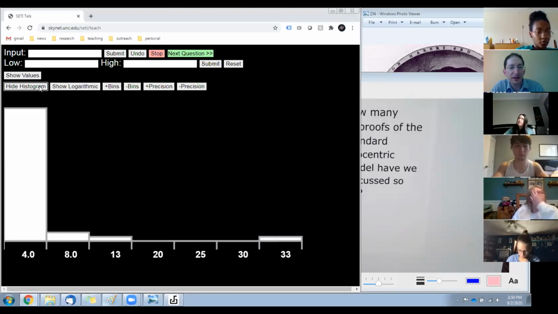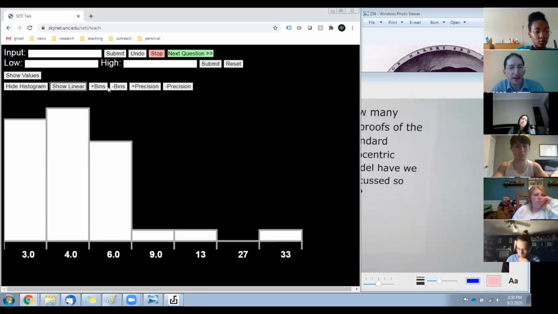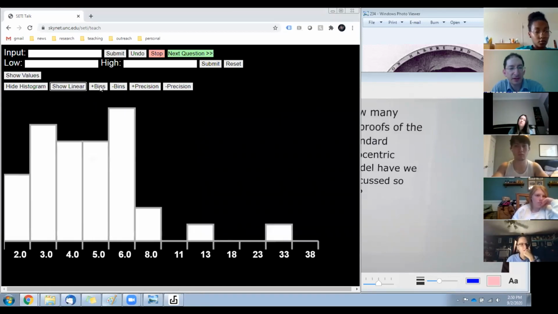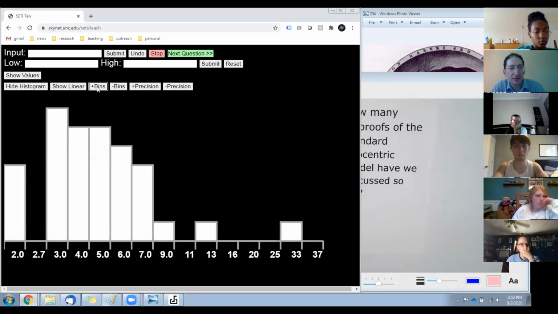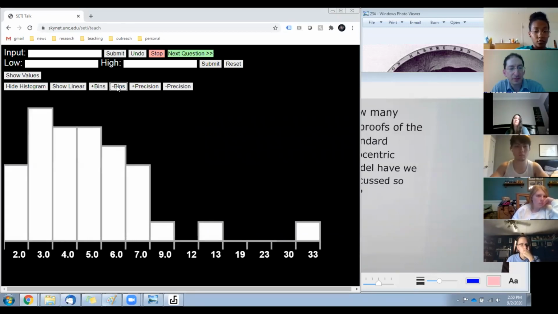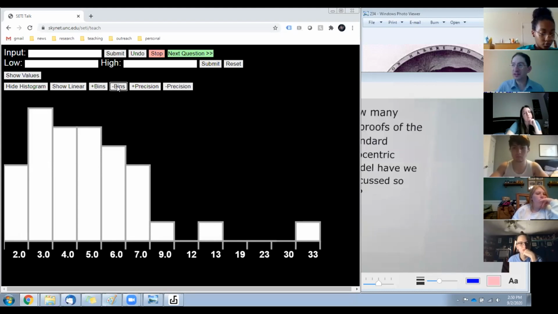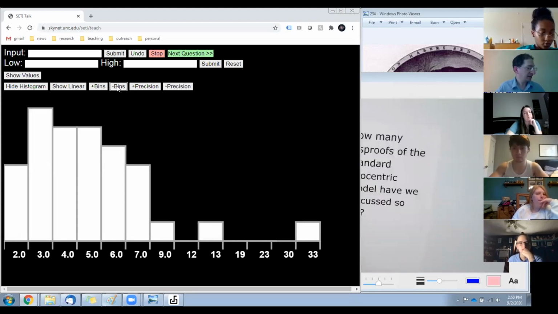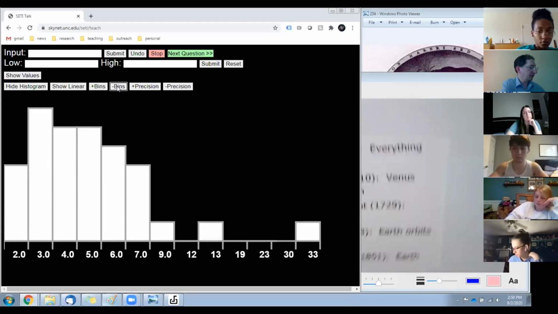Let's take a look at this histogram. We'll go logarithmic, add a few bins: 2, 3, 4, 5, 6, 7. So we have a distribution here, and it's peaking around 4 or 5. I came up with 5. Maybe you've picked up some additional ones, but here's a good summary of some of the stuff that we've talked about.